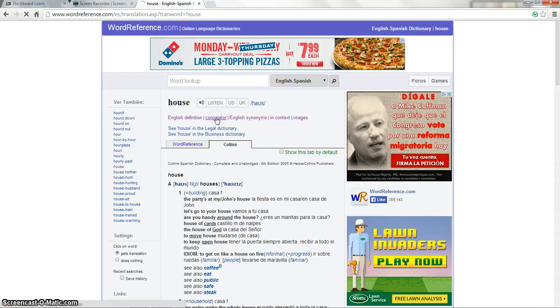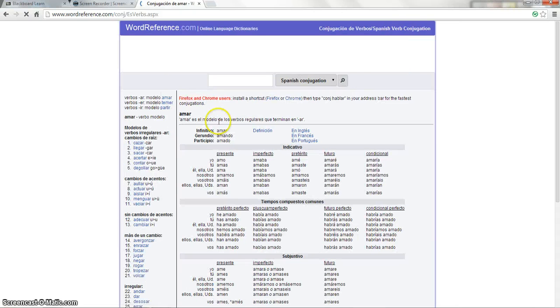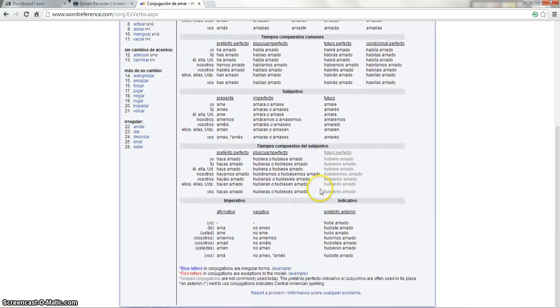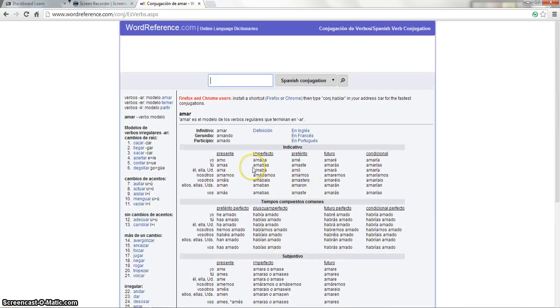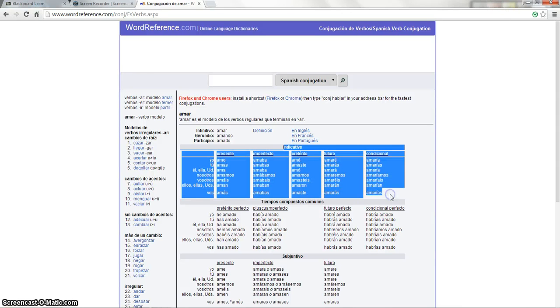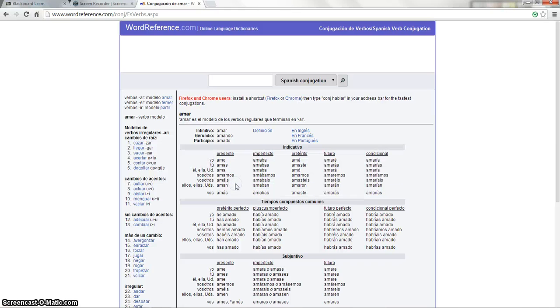So the conjugator, click on conjugator, and it gives you all of this. So it gives you a whole bunch of stuff. So this is using first, second, and third person. So you use the present, this is the present, the future, the past, etc. So in this section right here where I highlight, it uses the first person, second person, and third person.